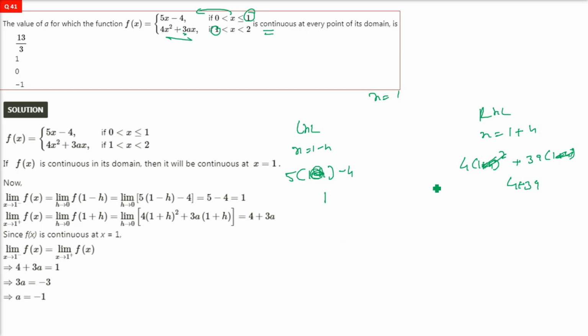Because this is the point of continuity, LHL has to be equal to RHL. So here you get 3a equals 1 minus 4, that is minus 3, so a is negative 1. A is negative 1 is the answer. So the value of a for which this is continuous is negative 1. Okay, so in between 0 and 2, 1 is the point.